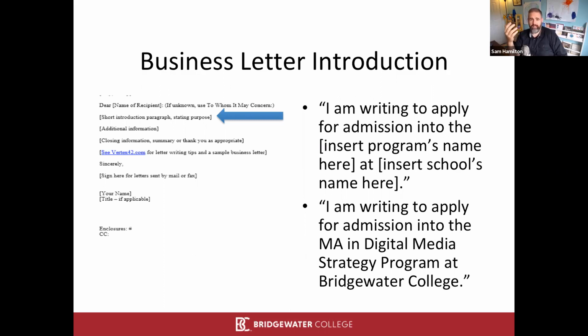Again, think about the context in which the person who's going to be reading this is reading it, right? They're going to be reading it quickly and they're going to be reading a lot of them. And sometimes they'll be doing double duty. So they're not just trying to hire for one position, they're probably trying to hire for multiple positions. So they need to know exactly what position you're applying to. So that's why you say, I'm writing to apply for the sales clerk position at Plato's Closet. I'm writing to apply for admission into the MA in Digital Media Strategy program at Bridgewater College, right? So the name of the position or the program and the name of the school or the company needs to be in that introductory line, all right?